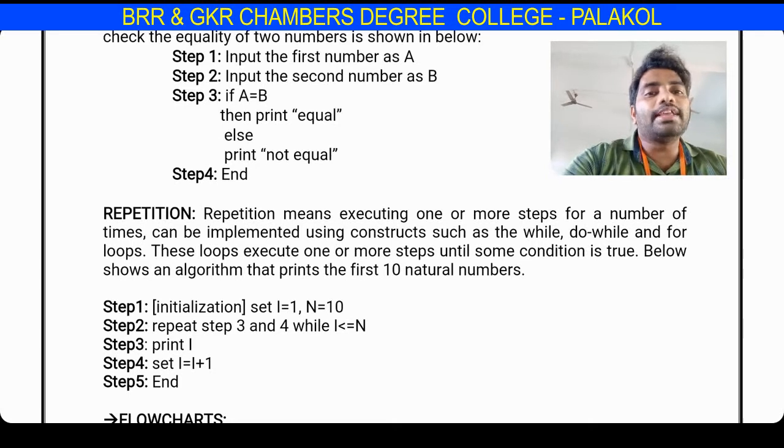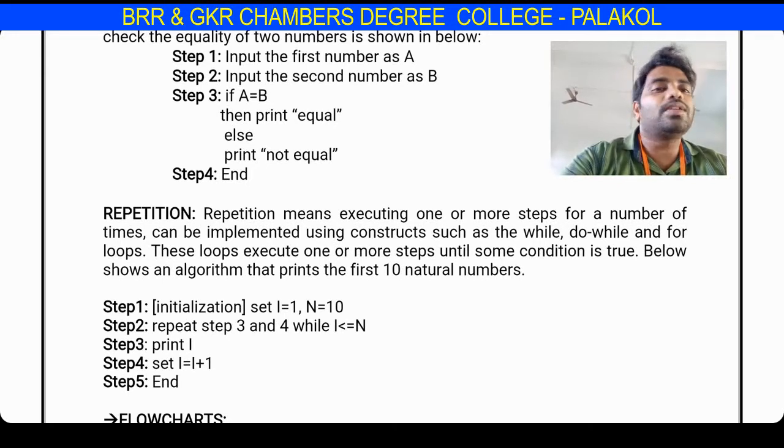Next one, I is equal to I plus 1. Suppose I is equal to 1, I is equal to I plus 1 means 1 plus 1, I is equal to 2. Immediately go to while condition. The I value 2 less than or equal to 10, condition is satisfied. Print I value 2 is displayed. I is equal to I plus 1, 2 plus 1, I is equal to 3.